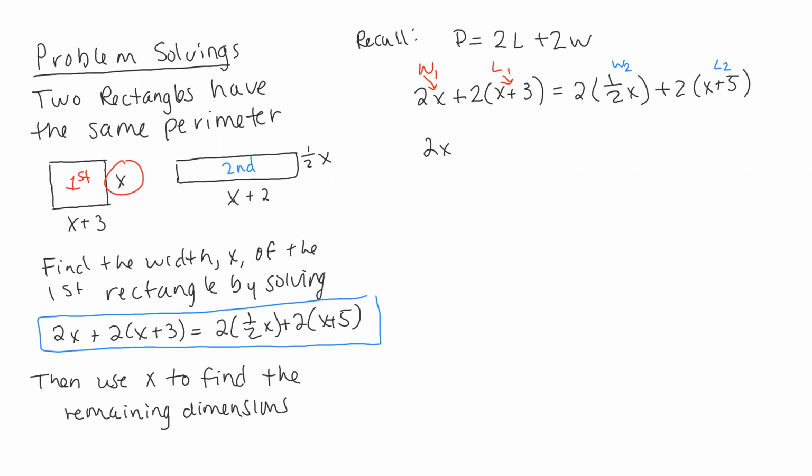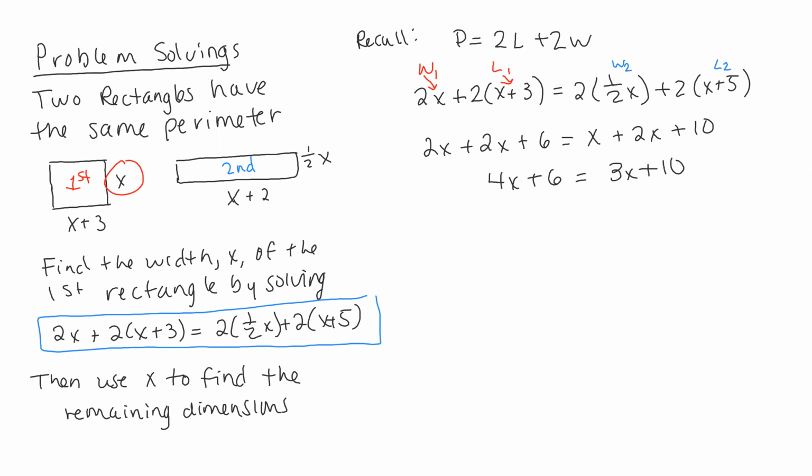So I get 2x plus 2x plus 6 equals, now I do have one fraction here, but it's an easy one. 2 times 1/2 is just 1. So I really just get 1x. There's no need to do the whole eliminating fractions thing here. And then I get 2 times x plus 2 times 5. All right. So we want to combine like terms on either side. So I get 4x plus 6 equals 3x plus 10.